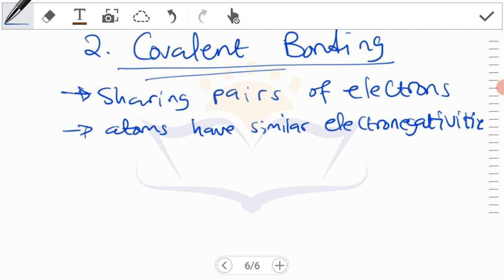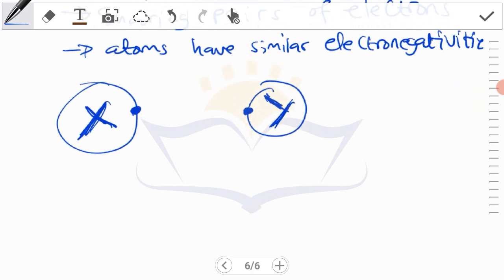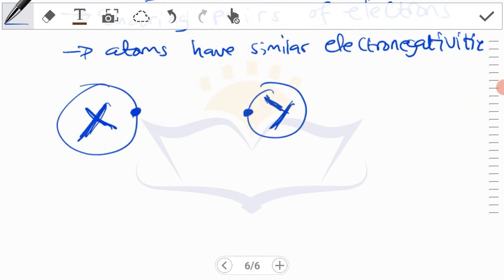Kungopanga demonstrate mwachangu, tikakhala tili ndi atom X ndi tili ndi atom Y, ili ndi electron imodzi mu valence shell, iso ili ndi electron imodzi. Instead of kuti either of these two atoms apange lose ma electrons, apange donate to the other atom, we will need these two electrons kuti apange contribute to each other so that valence shell ya wina aliyense ikhale full.